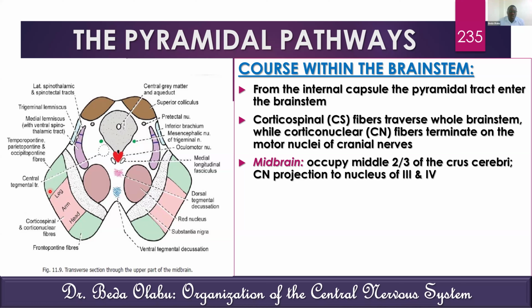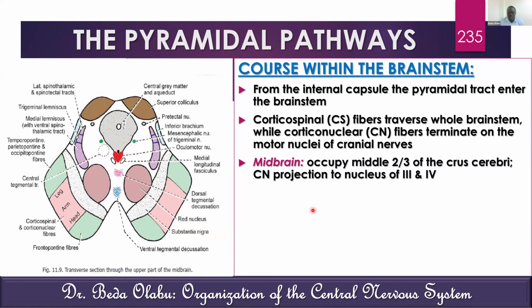Remember that at the level of midbrain, there are two cranial nerves that arise here, and they have motor functions. The third cranial nerve, which is the oculomotor nerve, and the fourth cranial nerve, which is the trochlear nerve. So because these nerves arise from here, their motor nuclei are located within the midbrain, we will have corticonuclear projection. We'll have some corticonuclear fibers terminating at the level of midbrain. They'll target the motor nucleus of oculomotor and the trochlear nucleus. The rest proceed.